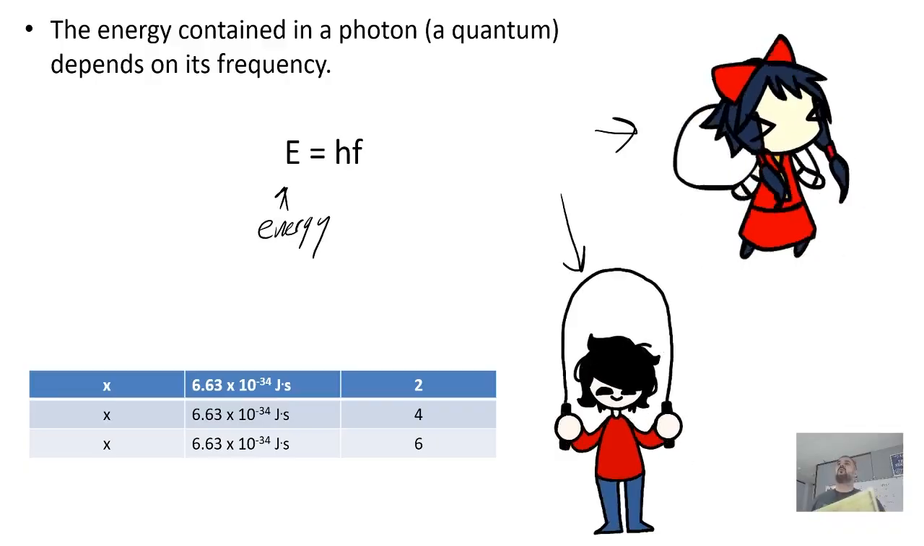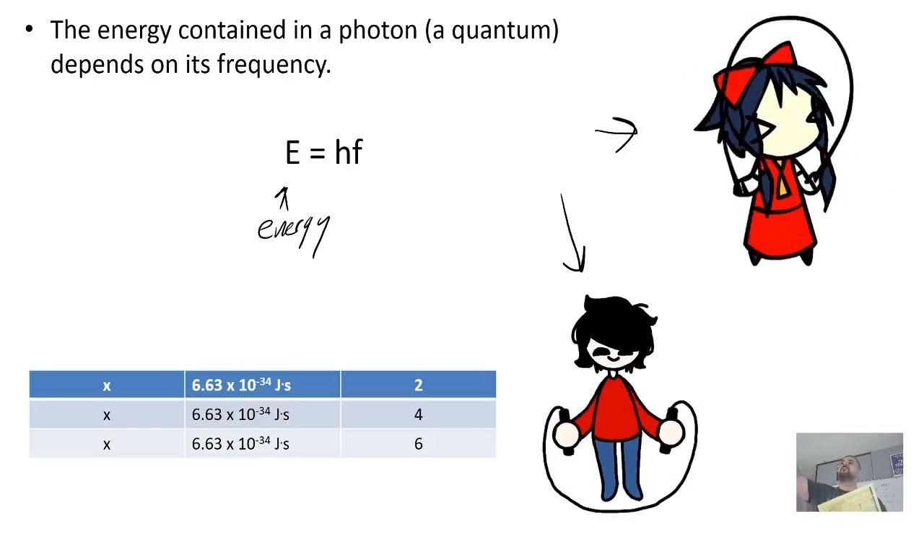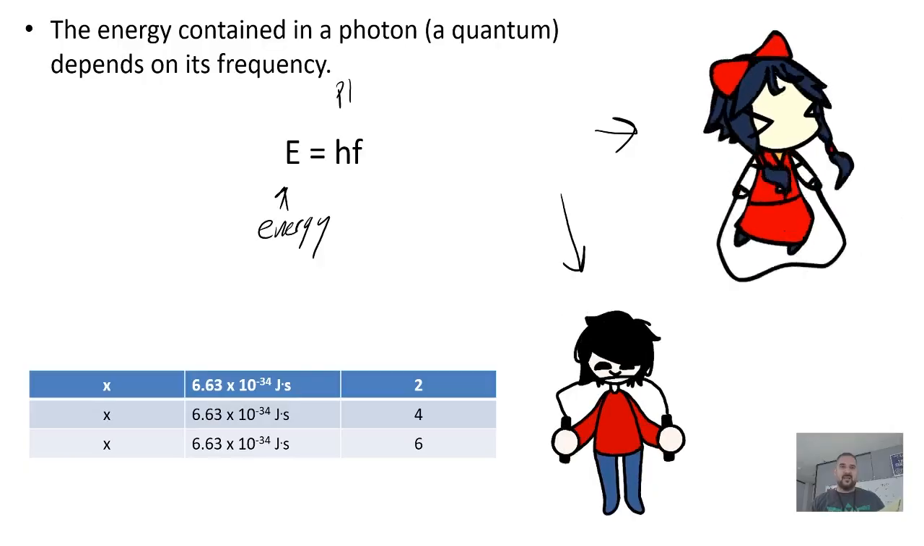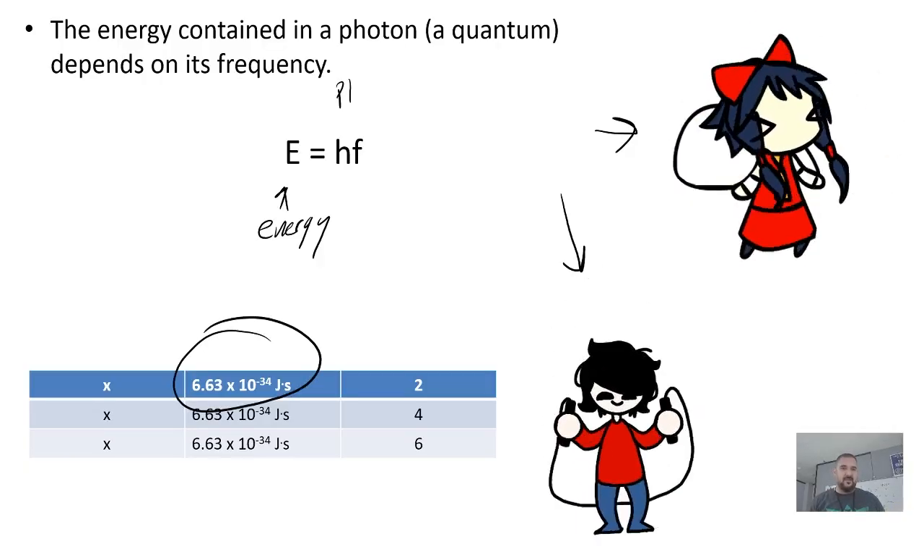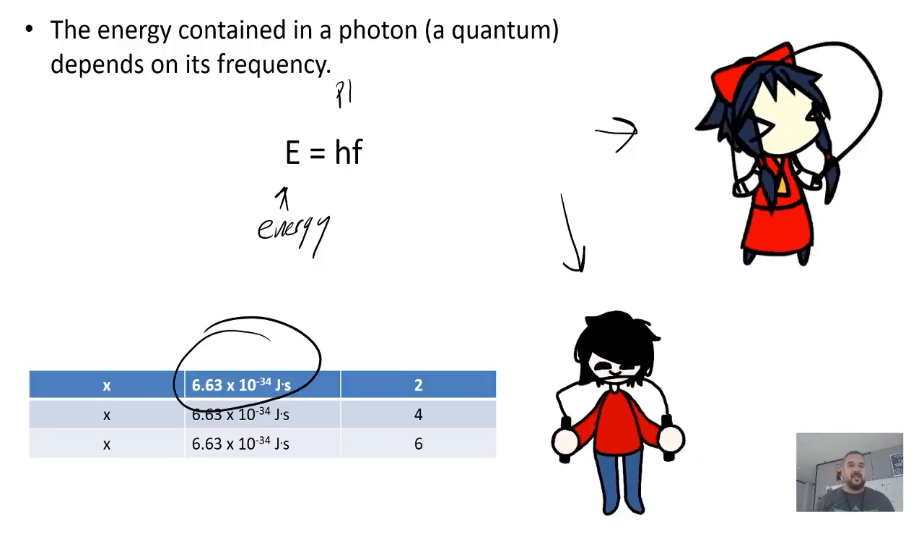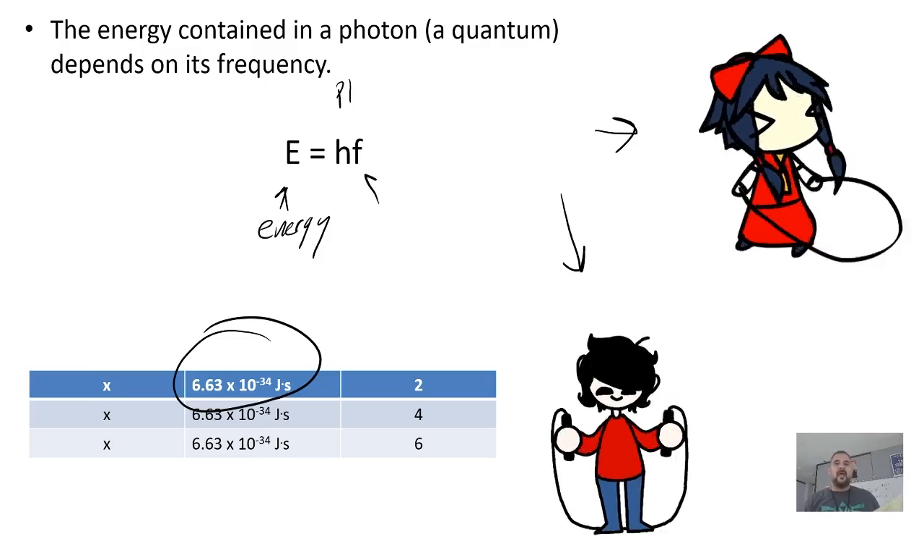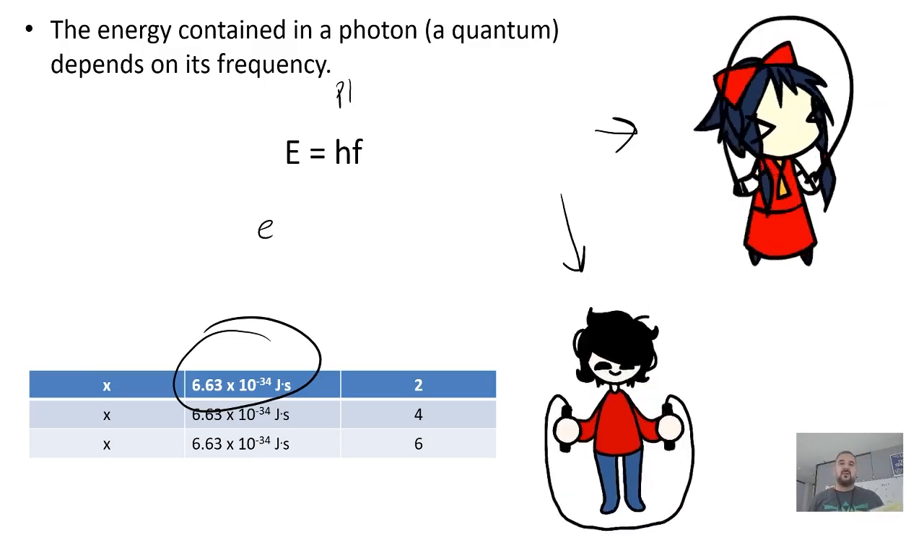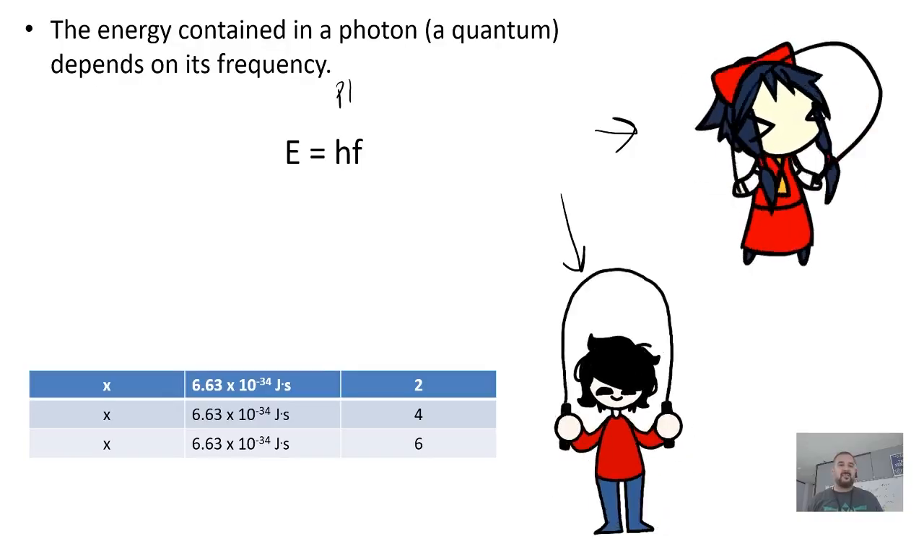Has anyone ever worked with Planck's constant? Hands up if you remember it from physics. All right, so this is Planck's constant, another constant, and this is it right here. So 6.63 times 10 to the power of minus 34. And then if you had to guess, what is f? Frequency. So let's go ahead and do these practice problems real quick.